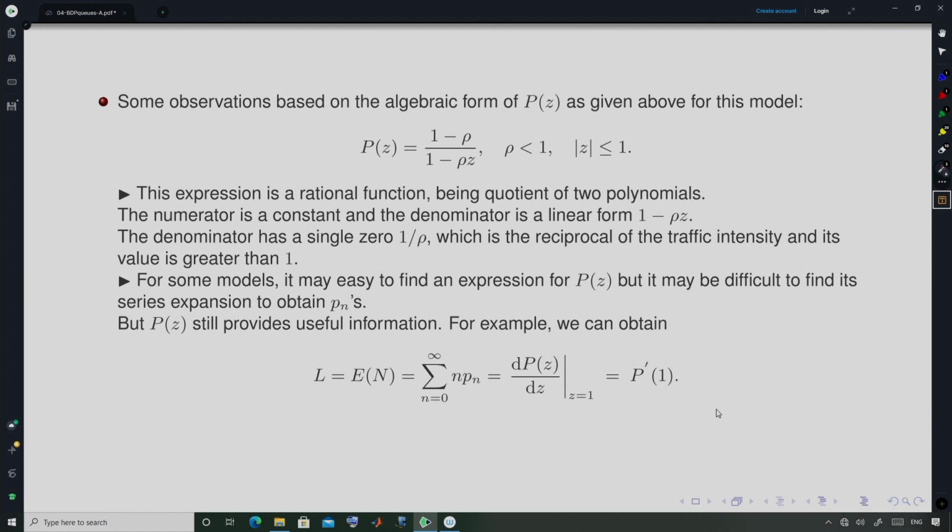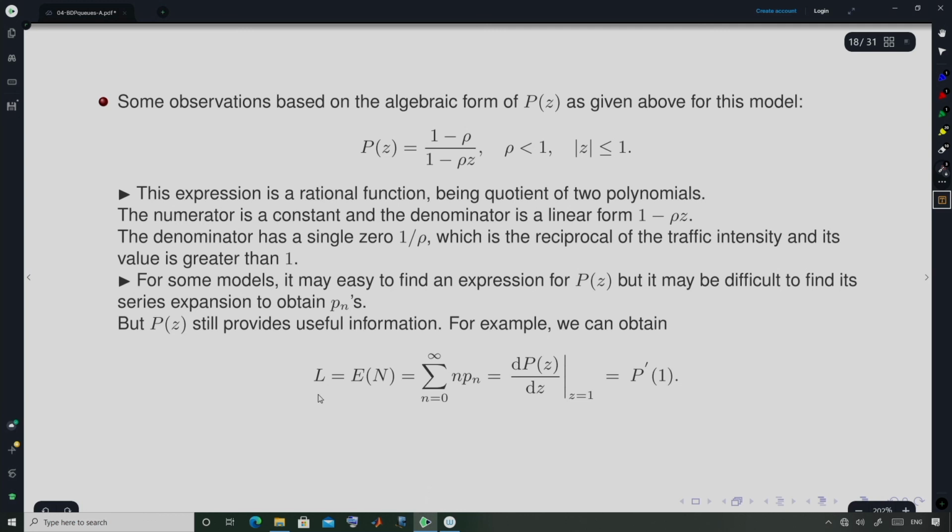You will see later on, when we deal with somewhat more complex models, that we will be using these kinds of ideas. So, L can be obtained from here, even though you do not have explicitly what Pn is. From P, I can differentiate with respect to Z, and I can obtain its mean number in the system.